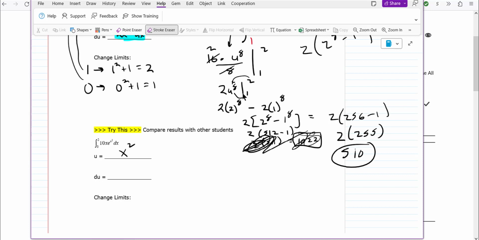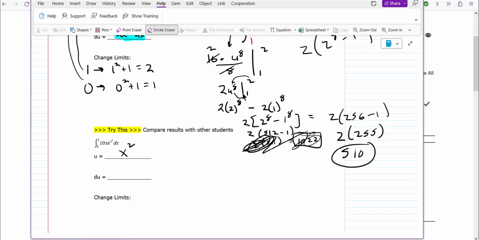Okay, so the limits are 0 to 4. Now, the antiderivative of e to the u is e to the u. You're thinking of a power rule, but it's not a power rule. If it was like u to the 10th, then it would be a power rule. That's it. So I think what you should get is 5e to the 4th minus 5 as one answer. You could also have 5 times parentheses e to the 4th minus 1.